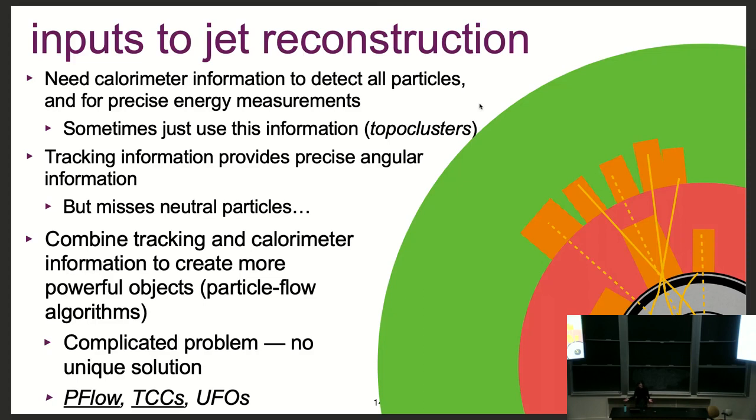And now, as you can probably imagine, there's a third way of doing things, which is combining these two pieces of information into something more powerful. And I don't want to go through this in detail. I'm happy to talk about this with anyone later. But this is a complicated problem, and there's no single solution to this, because you don't just have one single calorimeter object that corresponds to a single track object. And so you have to figure out how to combine all of this information into something usable. On CMS, you just have one such algorithm for this. On ATLAS, we have three, unfortunately, each with their own acronym, that we're moving just to using UFOs.